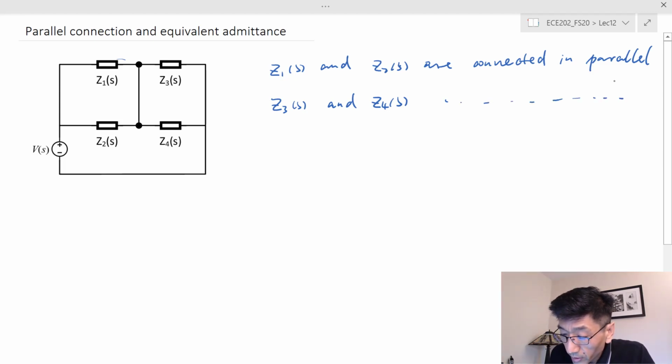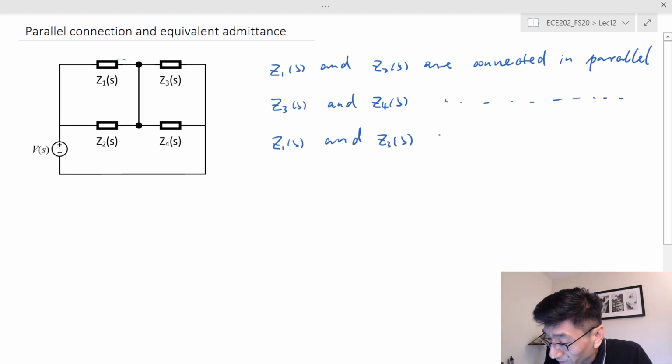On the other hand, Z sub 1 and Z sub 3 are not connecting in parallel, and they are not connecting in series either, right? The reason for that is, you're trying to form a loop, and you either form a loop through Z sub 4 and Z sub 2, or you can form a loop through this V sub s. In any case, you need an additional element to form a loop. So therefore, they are not connecting in parallel.